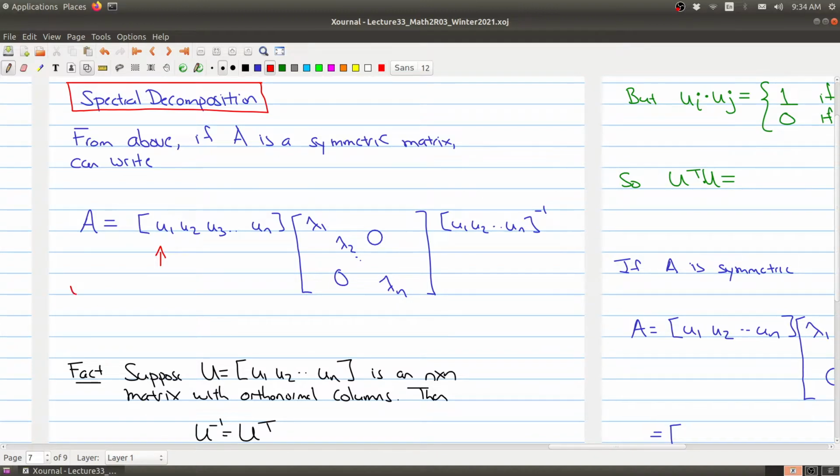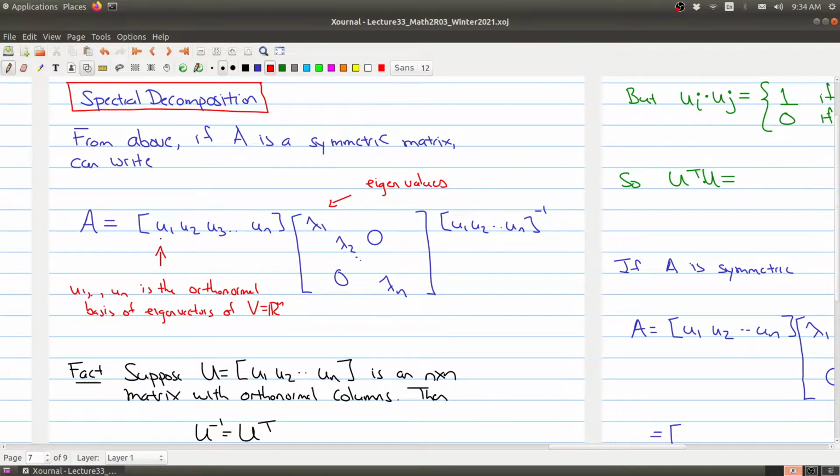So u1 through un is the orthonormal basis of eigenvectors of V, and that would be, in this case, say Rn, and the lambda i's are, of course, going to be the eigenvalues.